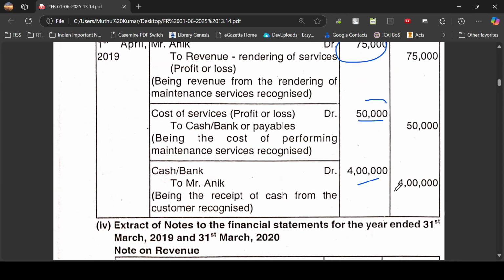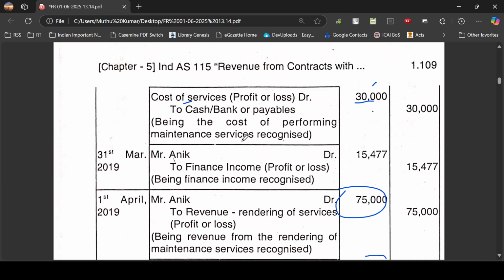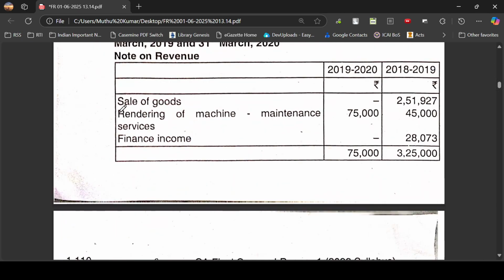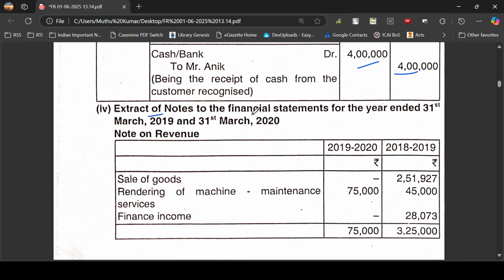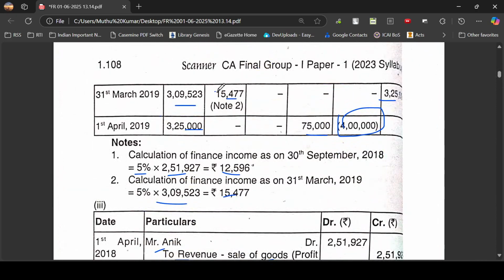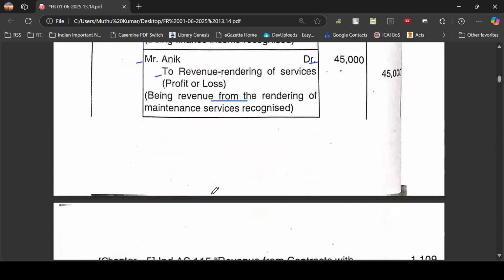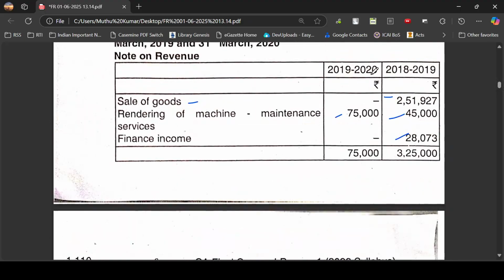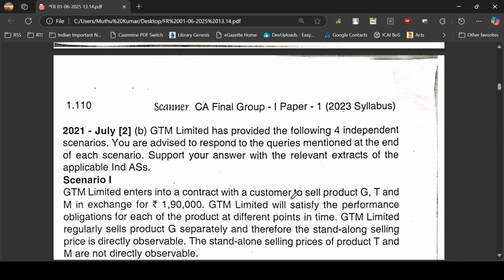Cost, so cash to bank for the amount received. Now the extract of the notes to the financial statements of 31st March. Sale of goods 2,17,000, rendering of maintenance services 75,000, 45,000. And here finance income 28,000. How? By adding both of these: 15,000 plus 12,000, 28,000. So in total, sale of goods is 3,25,000 and rendering income 75,000. So in total 4 lakhs.